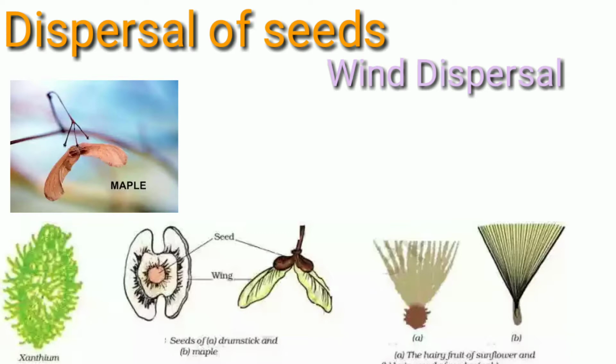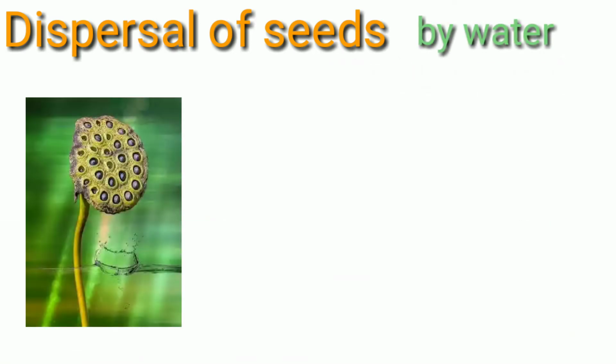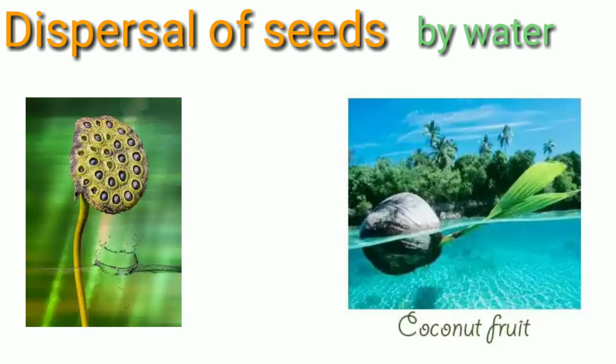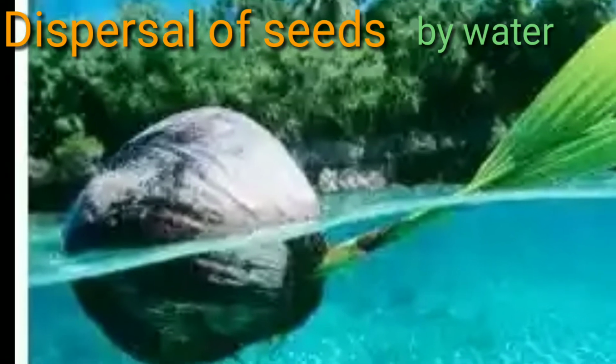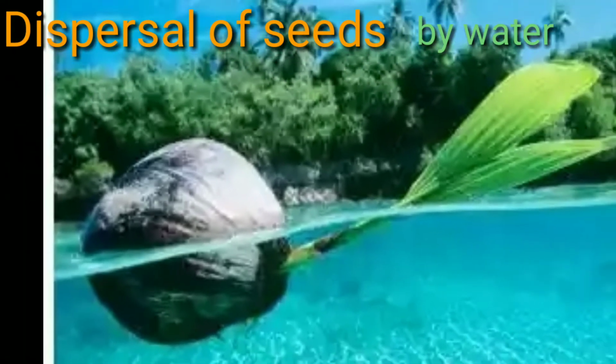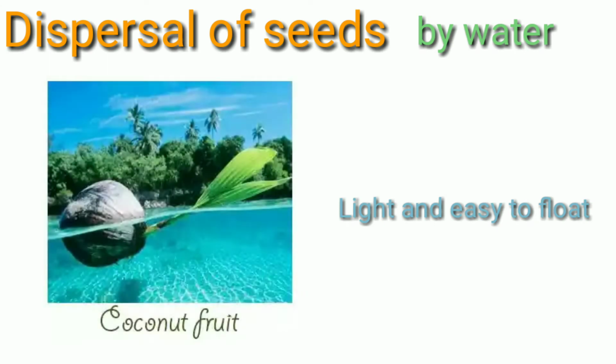Now let us see how seeds are dispersed by water. Seeds of plants that grow in or near water may be dispersed by water. These plants have fruits and seeds that can float in water. For example, water lily, lotus, and coconut. The coconut fruit has air trapped in its husk. This makes it light and easy to float.